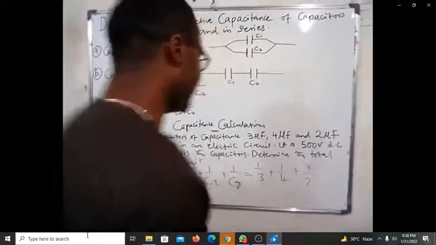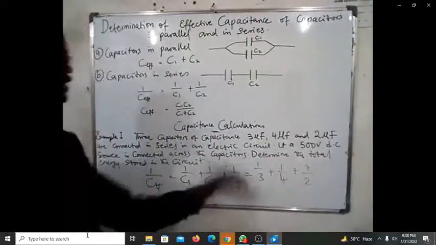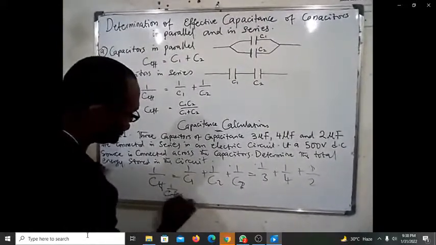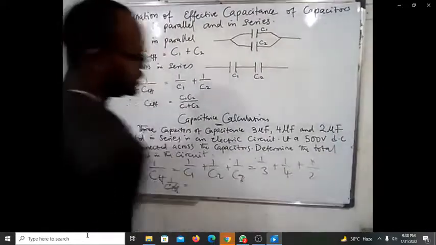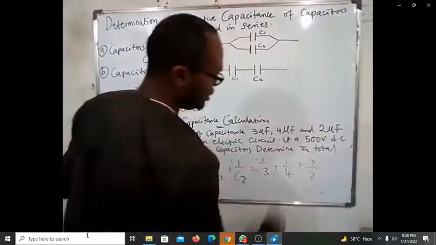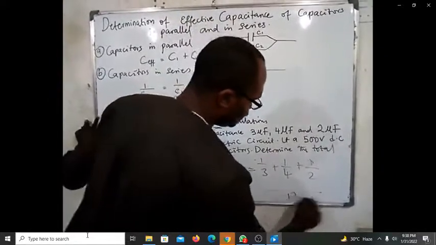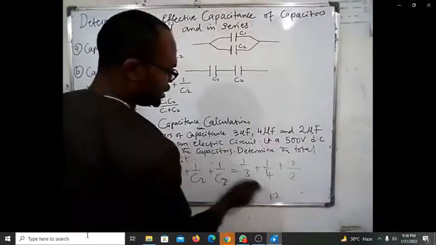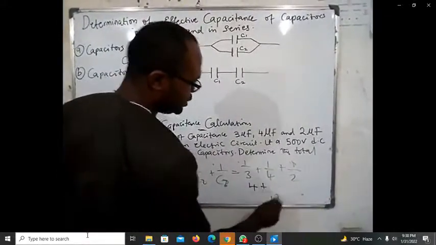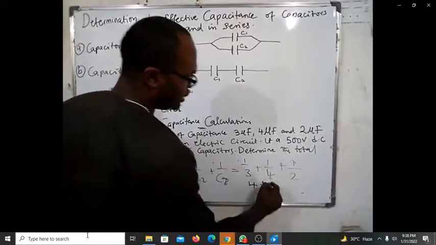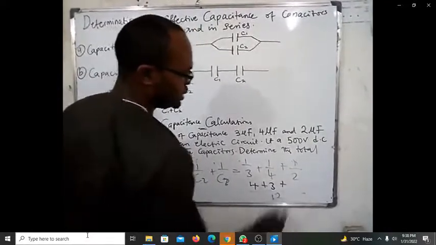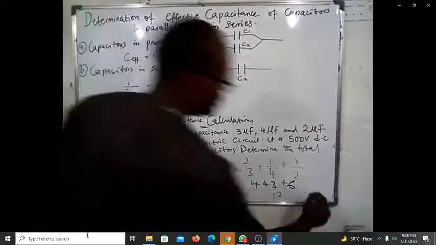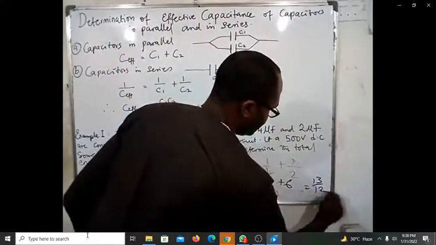So how do you calculate this? First of all, you need to determine the effective capacitance. So this is what you do. So when you now say 1 over C effective, you add this up. How can you add this up? You get the LCM of 3, 4, and 2, and that is what? 12. So 12 divided by 3 is what? 4. 4 times 1, 4 plus. 12 divided by 4, 3. 3 times 1, 3 plus. 12 divided by 2, 6. 6 times 1, 6. So you have this 4 plus 3 plus 6, giving us what? 13 all over what? 12.